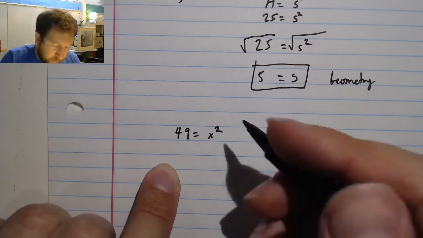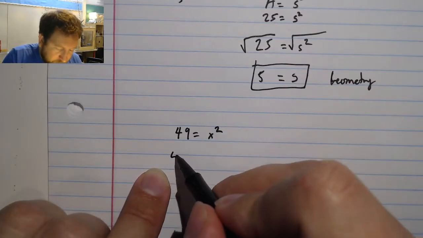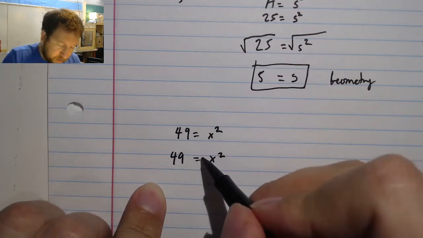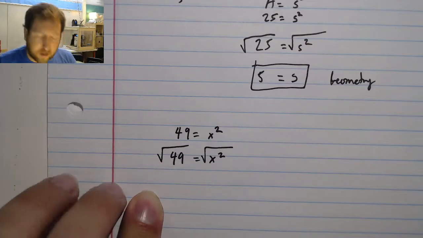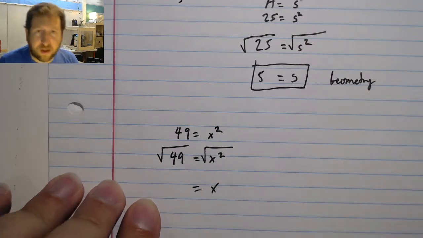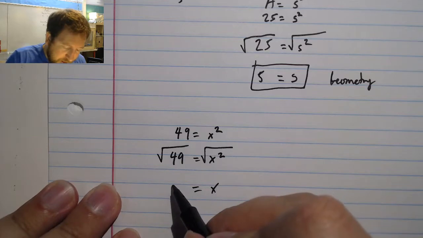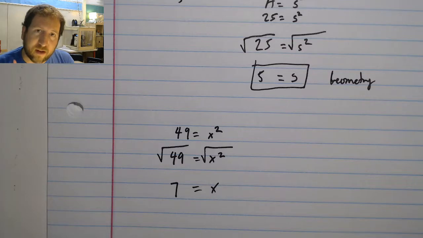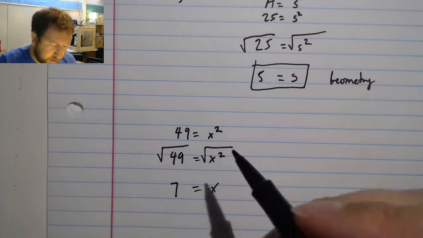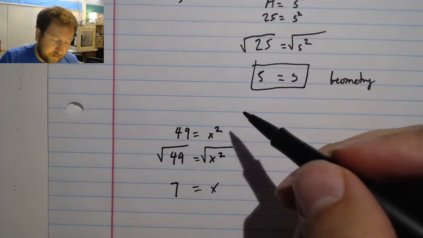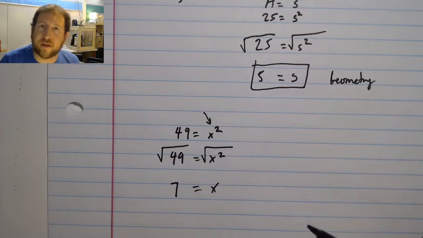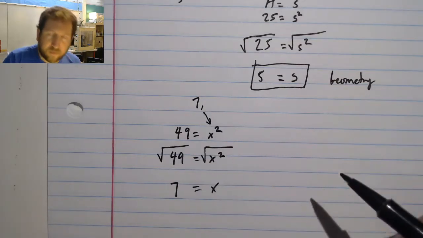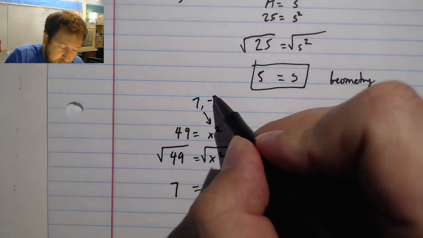To solve this, I'm going to do exactly what I did before. I'm going to take 49 equals x squared, and I'm just rewriting it so that I have more space. I'm going to take the square root of both sides. That gives me x on this side, and it gives me 7 on this side, but it also gives me another answer. I have two numbers that I can enter into this original equation and have it end up as 49. 7 is one of them. The other one is negative 7.